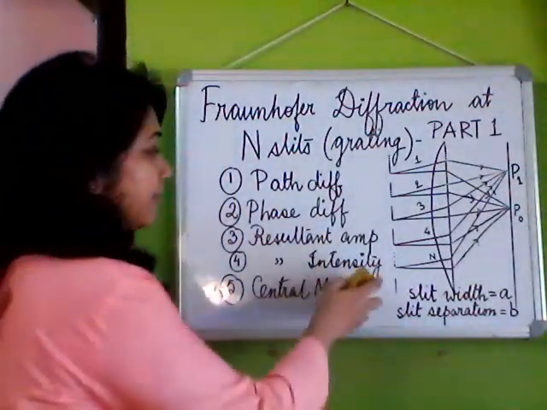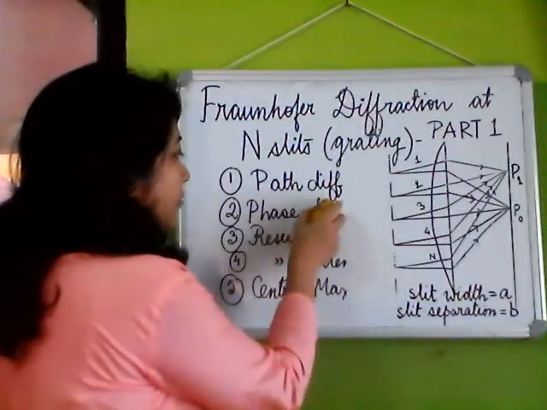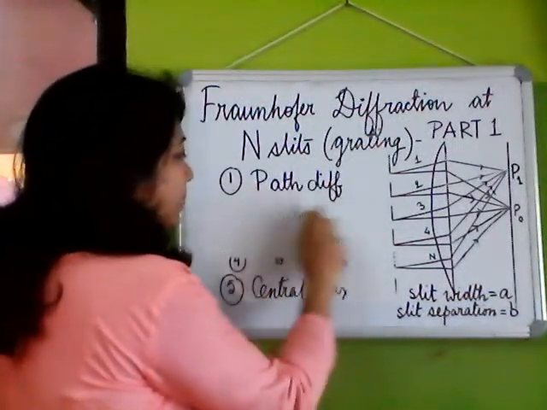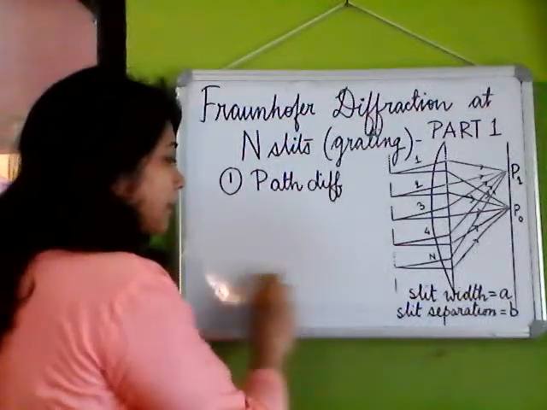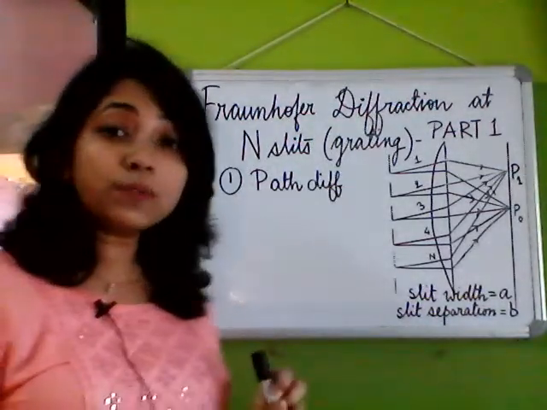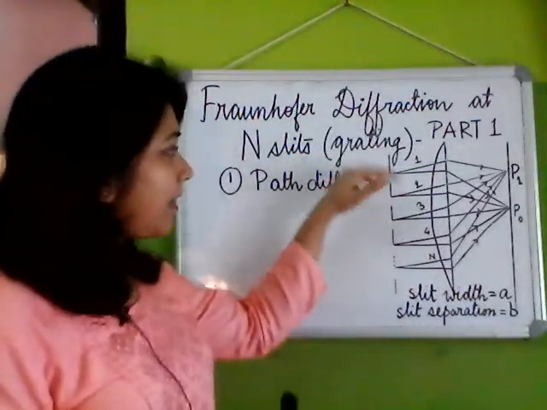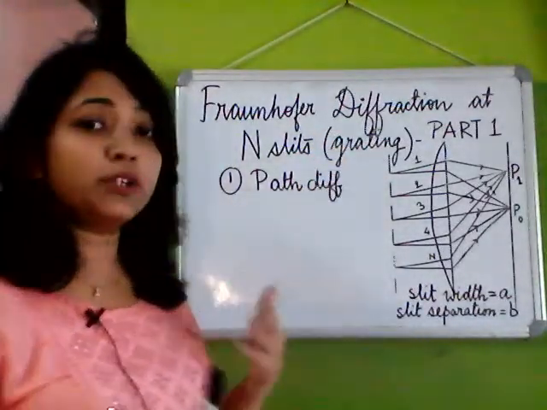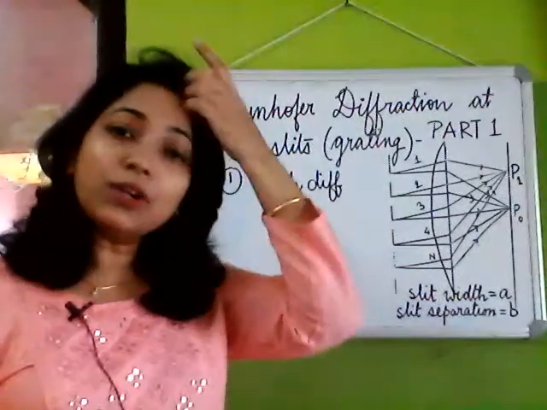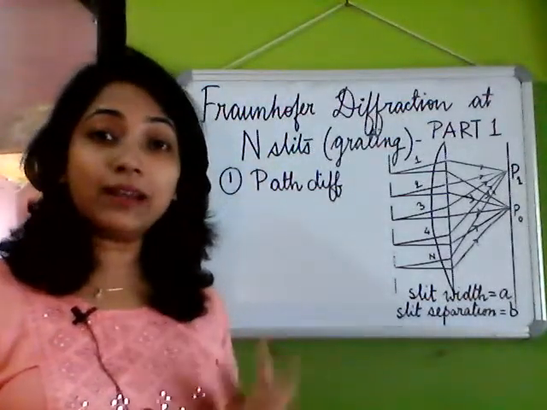So first thing first, we will find out the path difference. Now the question might be coming to your mind: path difference between whom? Whose path difference are we calculating? Now see, suppose there are only slit number 1 and slit number 2. What would you do? You would think, what is happening over here?